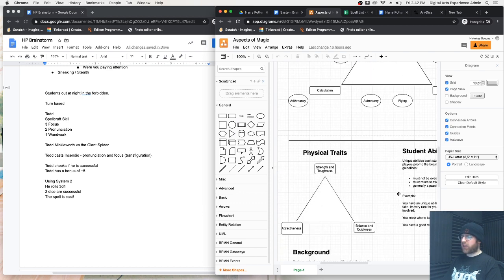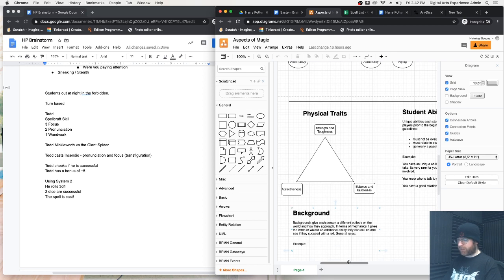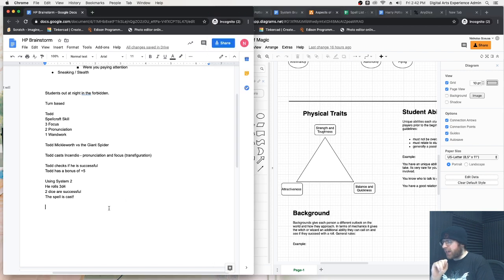There's definitely something that will come into play for that, but I would think the balance and quickness would definitely go into that. So the spell is cast. The question is, do you hit?